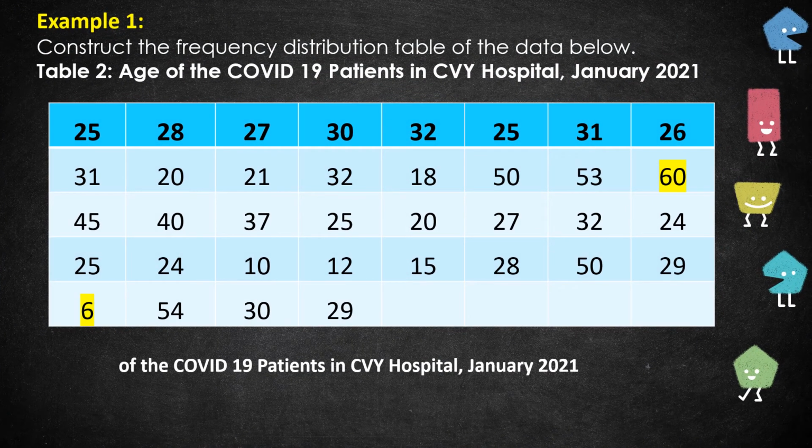Number 1, construct the frequency distribution table of the data below. So, as what we have here, the age of the COVID-19 patients in CVY hospital, for example, in January 2021. So, we have given a number, no? So, that is of the COVID-19 patients in CBY hospital. Okay?